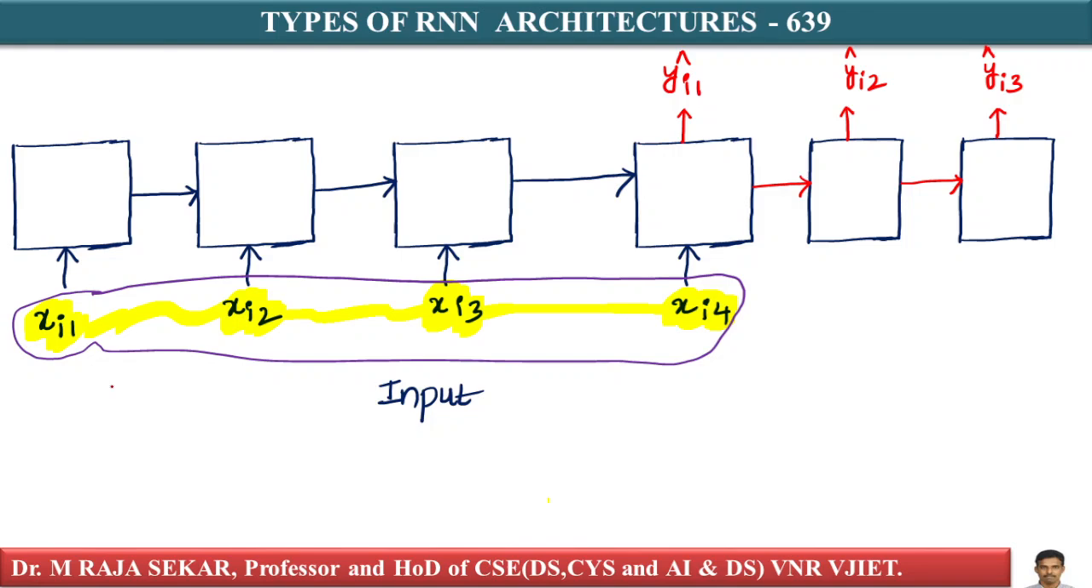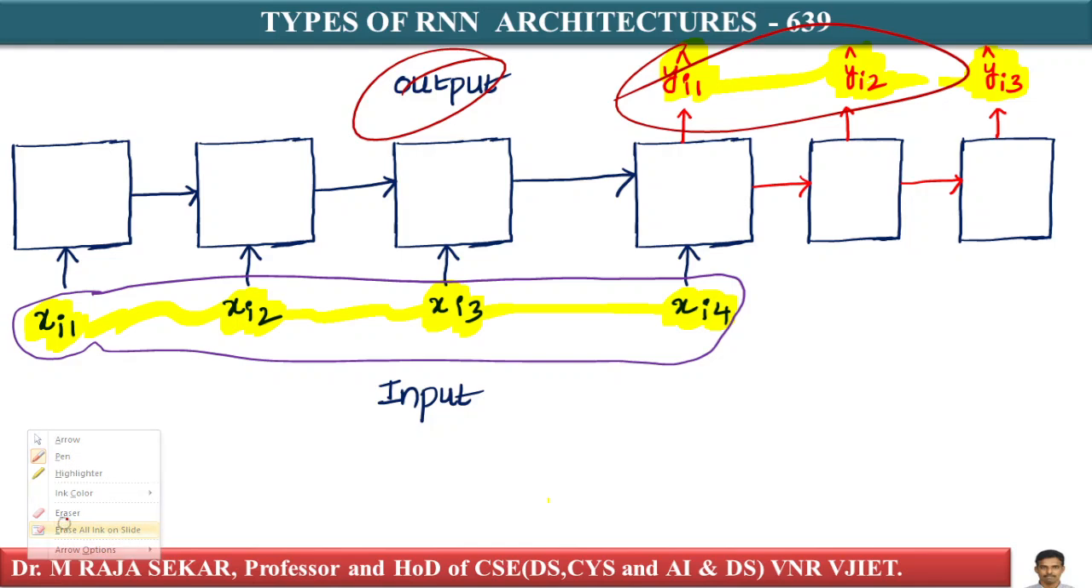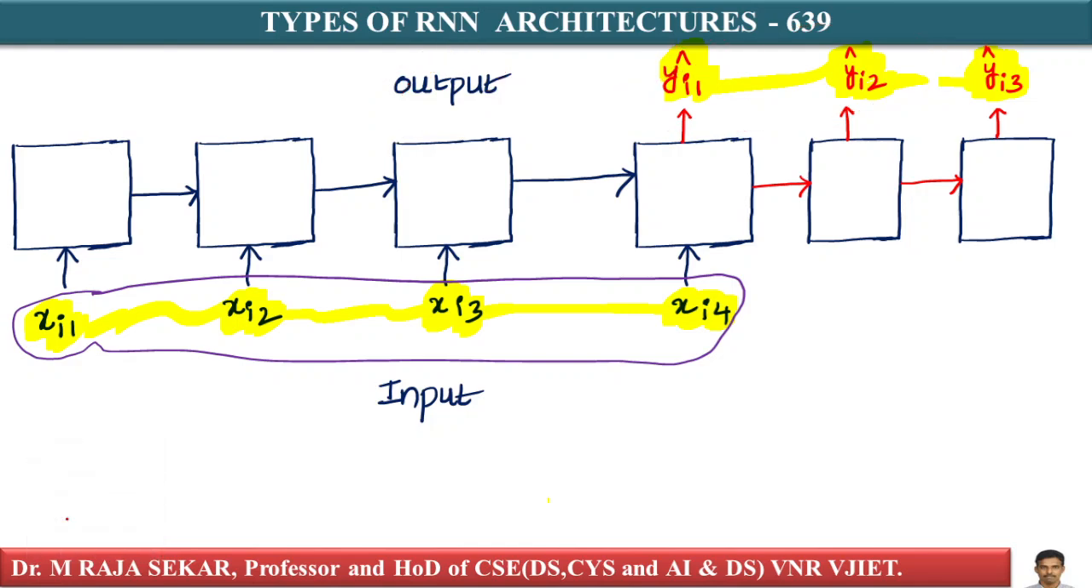Suppose your input is of length 4. Your whole input is done here, and your output starts here. This is your input, and this one is your output, isn't it? Your input can be xi1, xi2, xi3, xi4. Your output is yi1 cap, yi2 cap, yi3 cap, isn't it? So what you notice here is that your output starts after reading the inputs. Remember, this is the time axis.